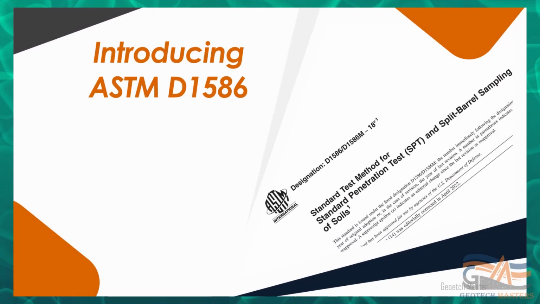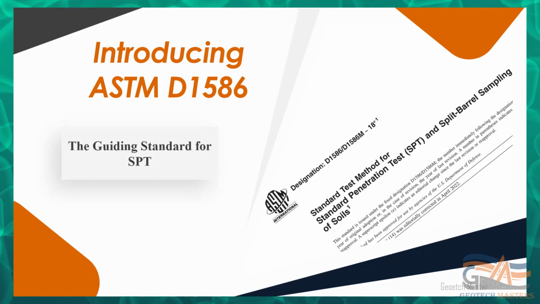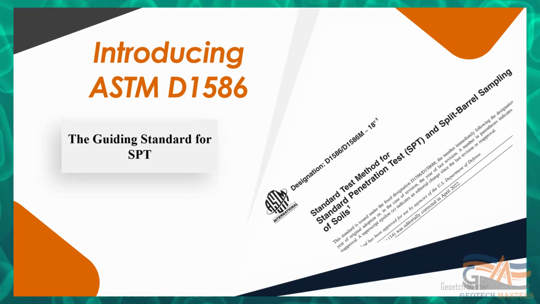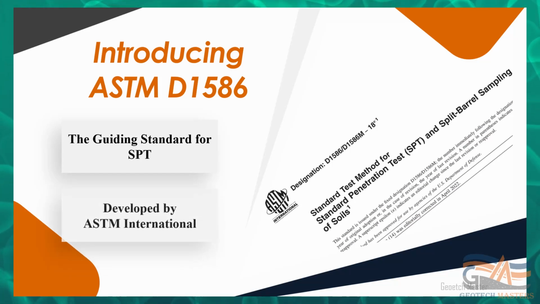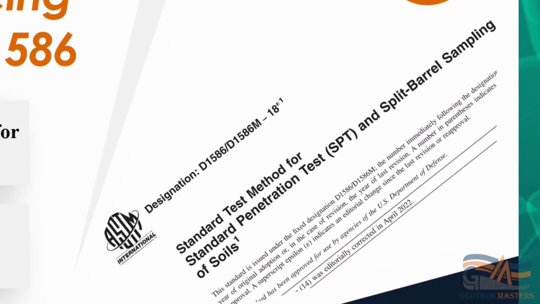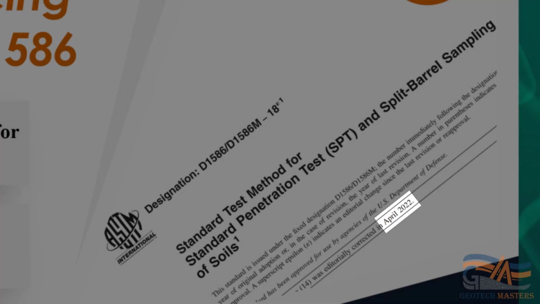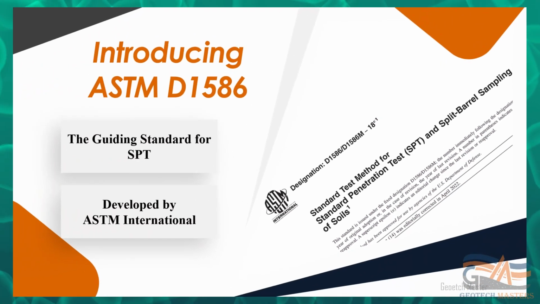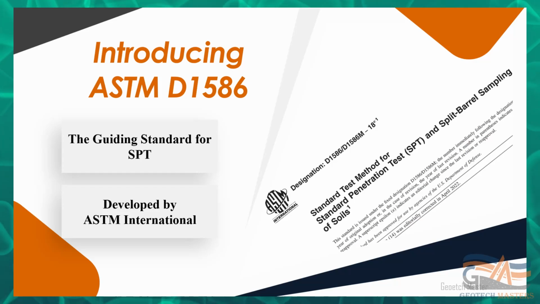Today, we are focusing on the main document that guides how the standard penetration test should be performed. This document is called ASTM D1586. This might look like a complicated code, but don't worry. It's simply the name given to this specific standard by ASTM International, which is a well-respected organization that develops technical standards. You'll see this designation, D1586/D1586M, at the top of the document. This document has been slightly updated in 2022 to make sure all the information is accurate. So, when we talk about the SPT in this series, we'll be referring to the procedures and guidelines.